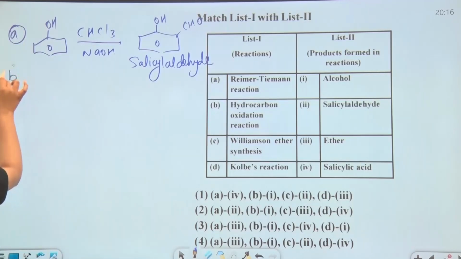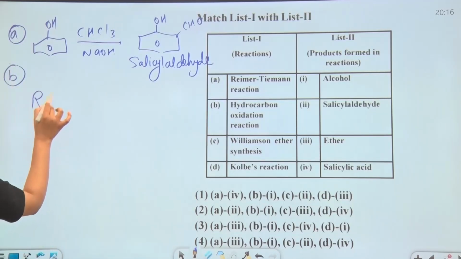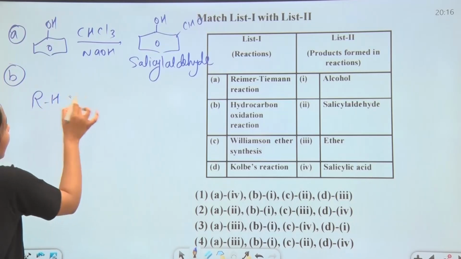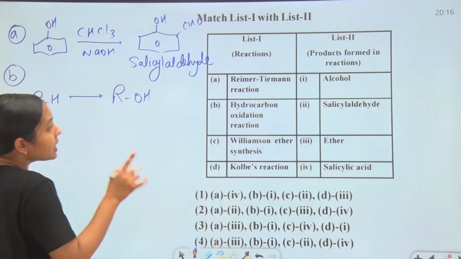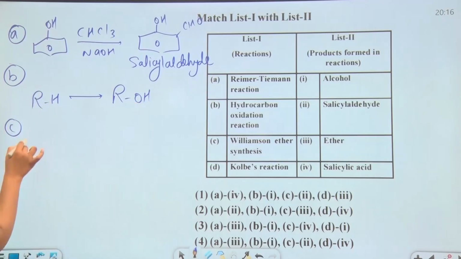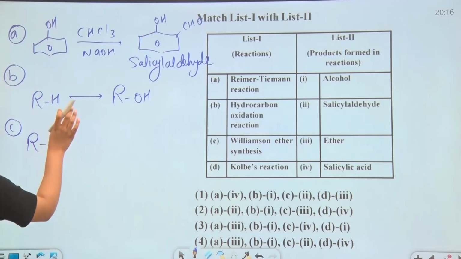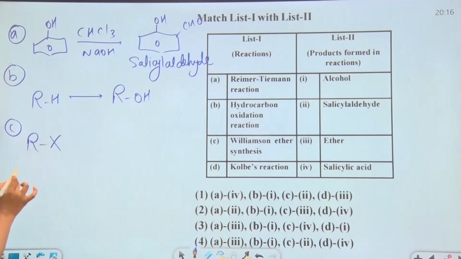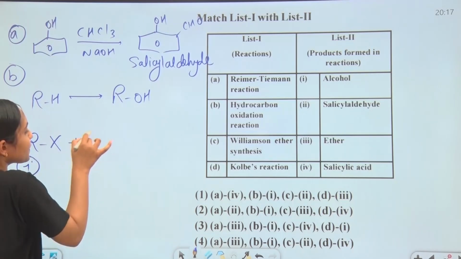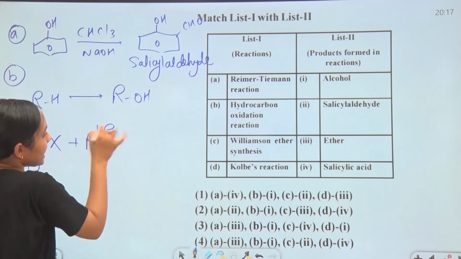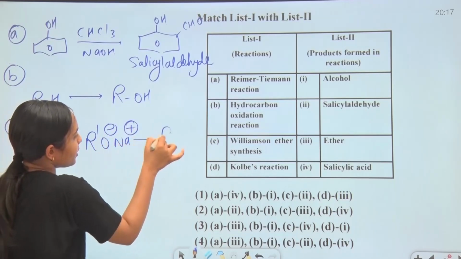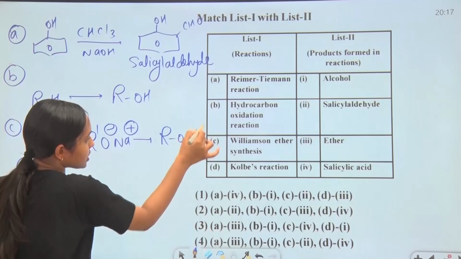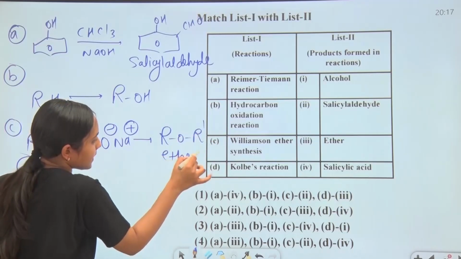Second is hydrocarbon oxidation. In hydrocarbon oxidation, suppose we have an alkane and when this alkane is oxidized then formation of alcohol will take place. C is the Williamson ether synthesis reaction. In the Williamson ether synthesis reaction, we will take an alkyl halide, and this will be a primary alkyl halide. This primary alkyl halide will react with the alkoxide ion. When it reacts with the alkoxide ion, then formation of ether, ROR', will take place.